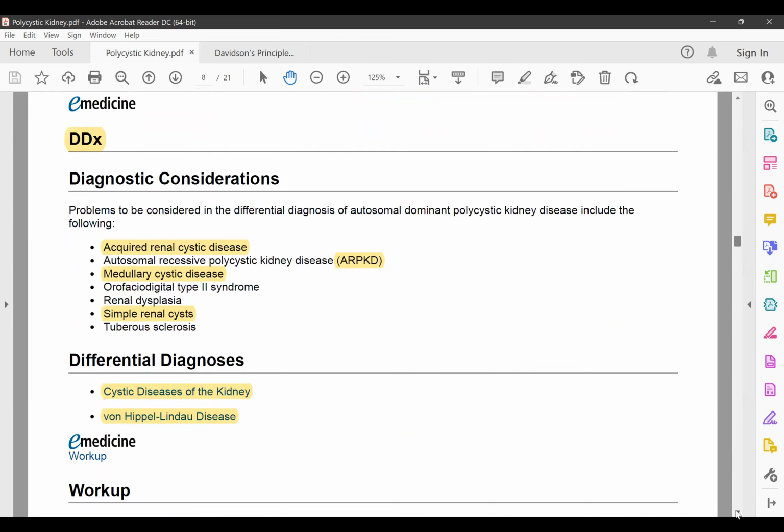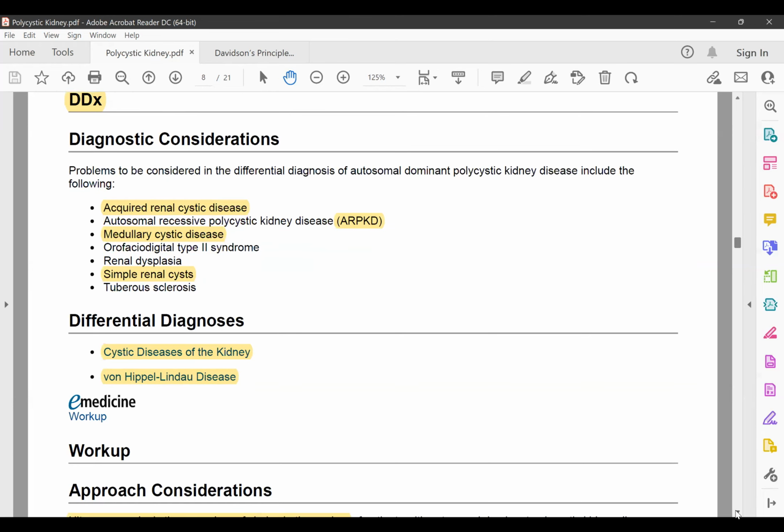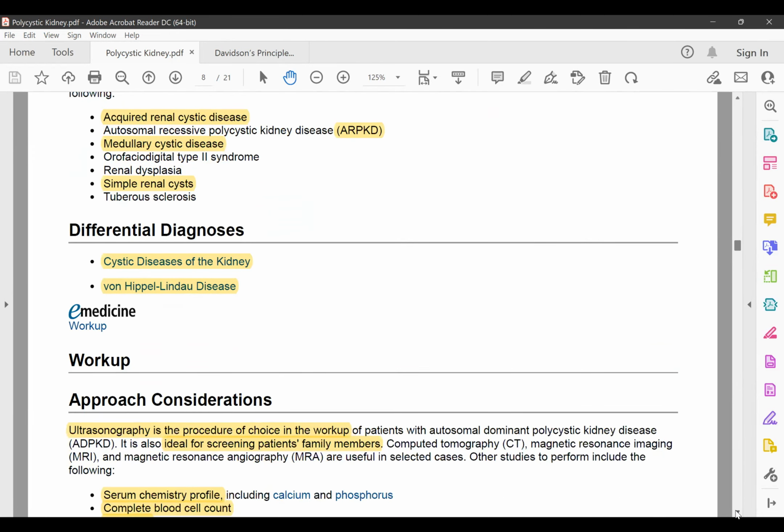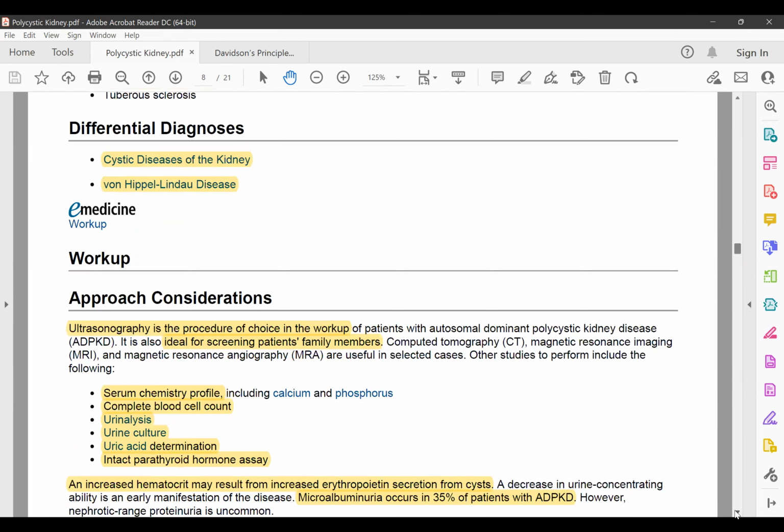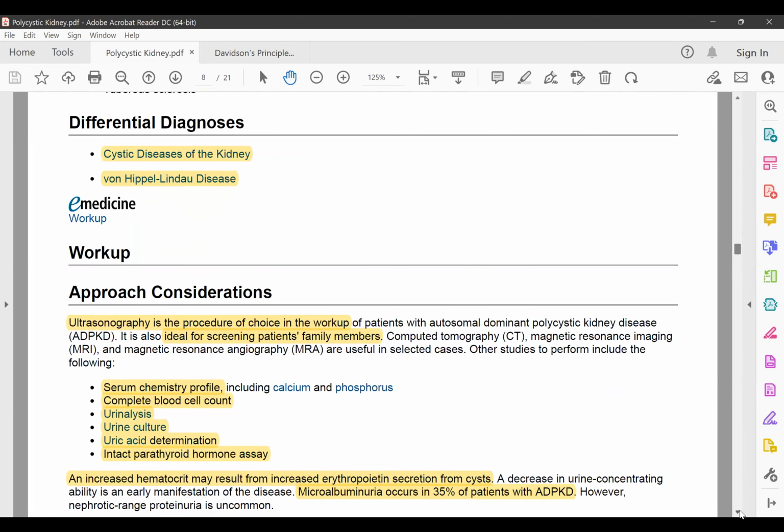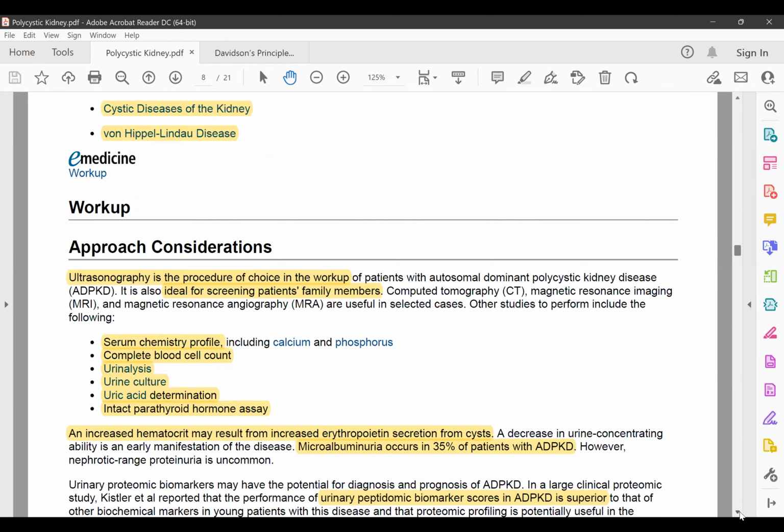Other conditions are acquired renal cyst, autosomal recessive polycystic disease, medullary cystic disease, and simple renal cyst. Usually when we do an ultrasound, the sonologist reports a simple renal cyst, a single cyst in one kidney. What you need to do is just follow it up, and you don't have to really worry about that. Other cystic diseases of the kidney, Von Hippel-Lindau disease, are the differential diagnosis. Approach: do ultrasonography, serum chemistry profile, complete blood count, urine analysis, urine culture, uric acid, phosphate, mostly including calcium and phosphate.